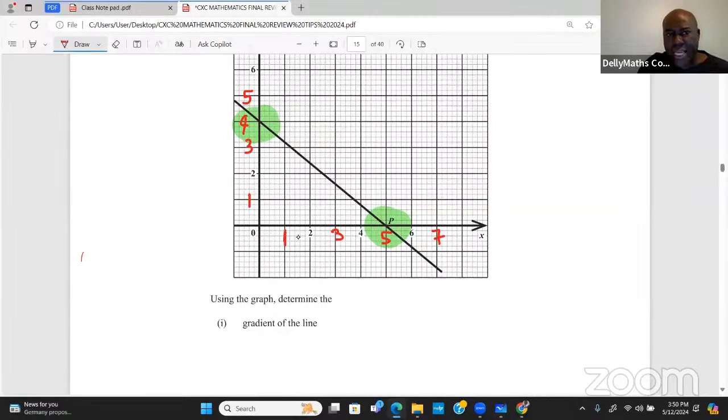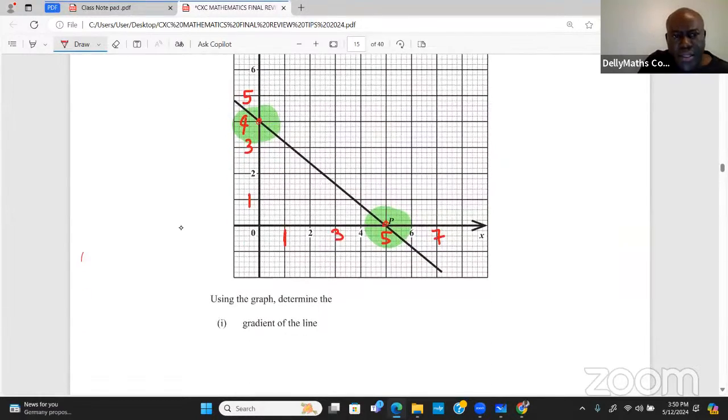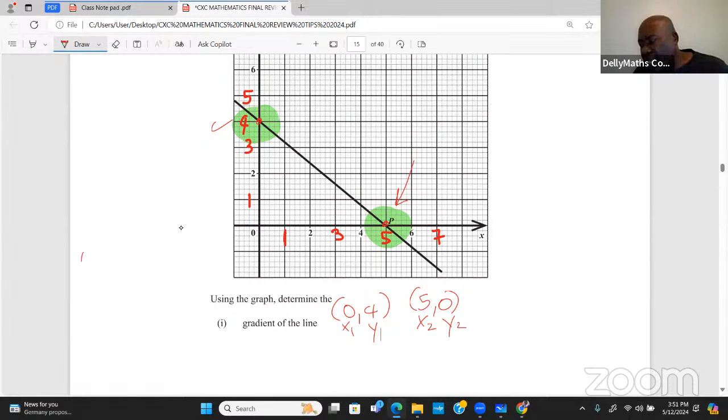Now, let's handle the question. I could use these 2 points to do my slope. So one of the points would have been 0, 4, right? So that is this point up here. And then there's another point here, which was 5, 0. We are going to use these to actually give us the gradient. So we're going to label, as you all know, x1, y1, and then x2, y2. So there it is. We would have labeled those.